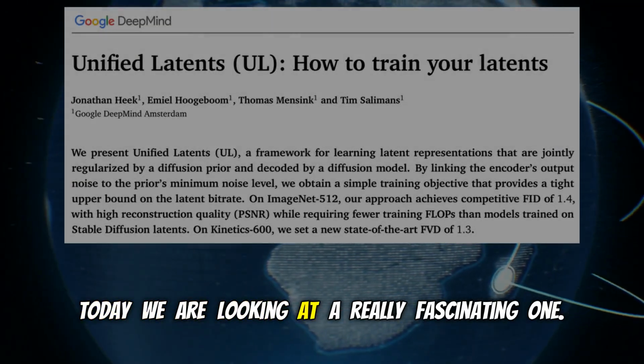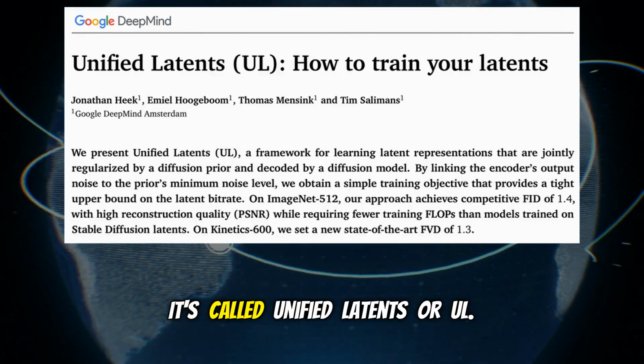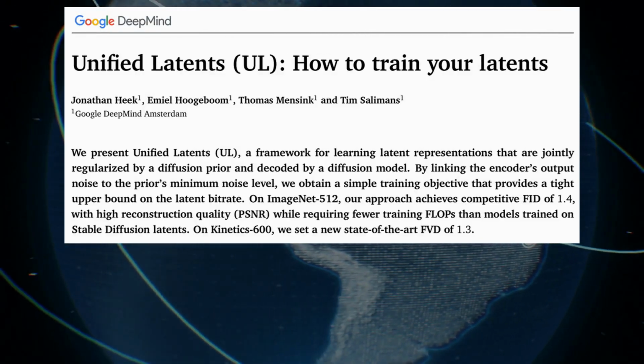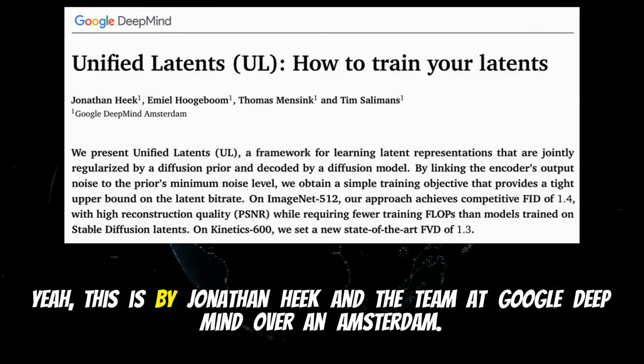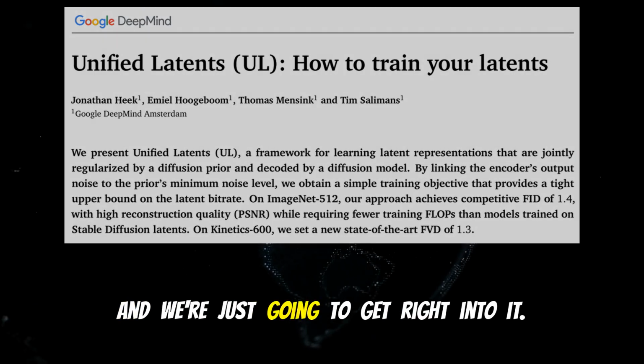Today we are looking at a really fascinating one. It's called Unified Latents, or UL, How to Train Your Latents. Yeah, this is by Jonathan Heek and the team at Google DeepMind over in Amsterdam. And we're just going to get right into it.